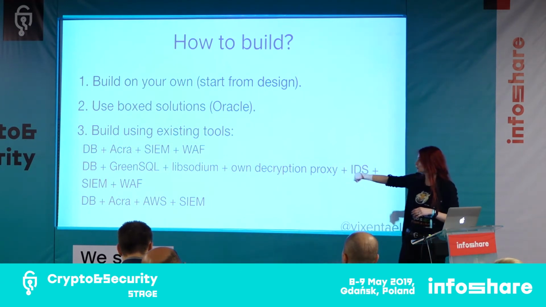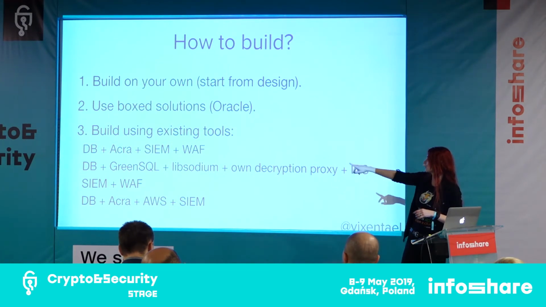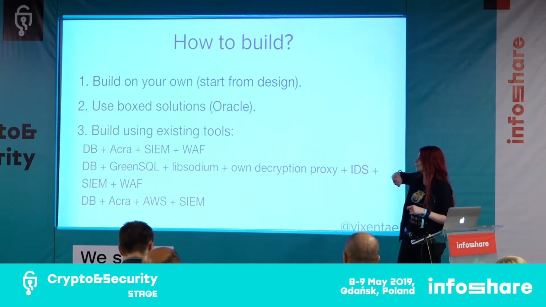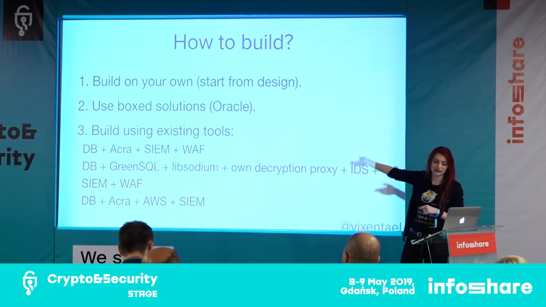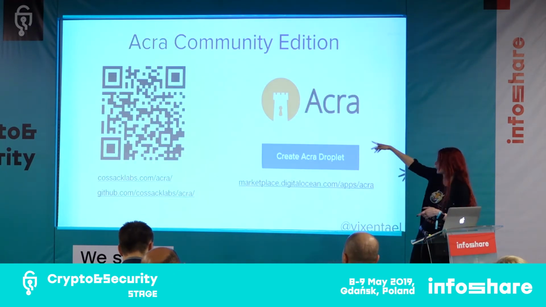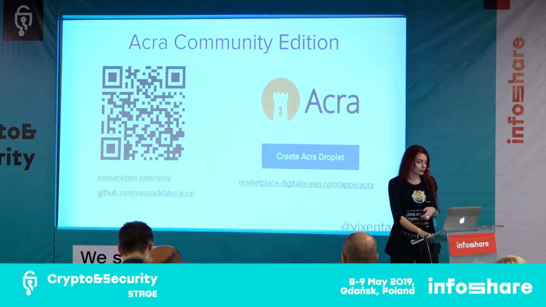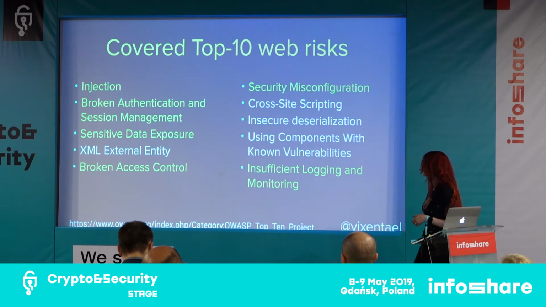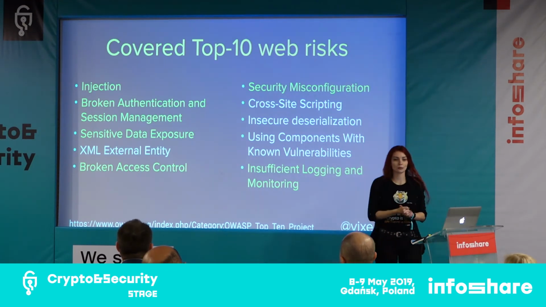Or if you don't have the power to build all these things like Lego, you can use some of the tools I showed you, for example, Acra, which covers SQL firewall, cryptography, decryption proxy, and intrusion detection system in one, and connect it to SIEM applications and to the WAF that you already use. So Acra is one of the tools that is open source. You can try it, and you will cover these web risks from OWASP.